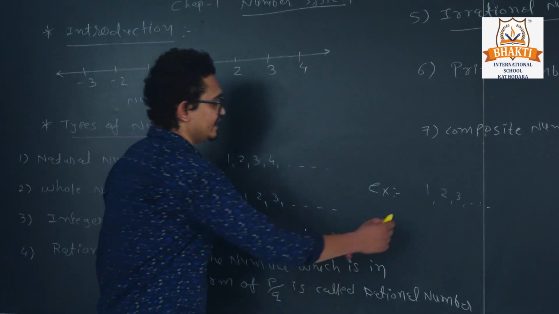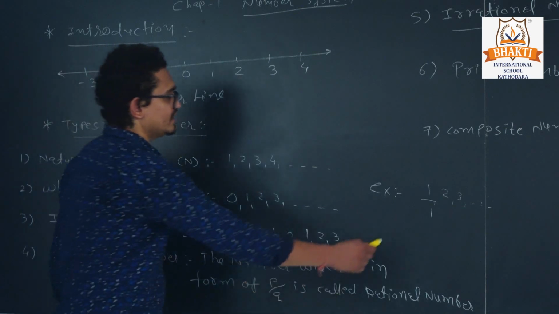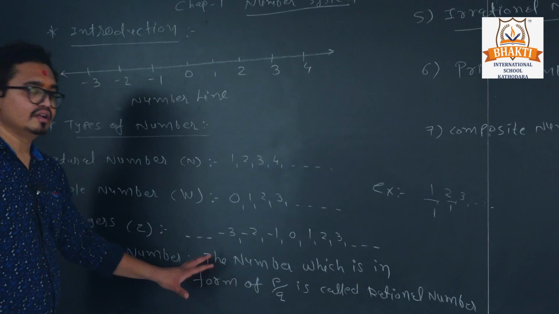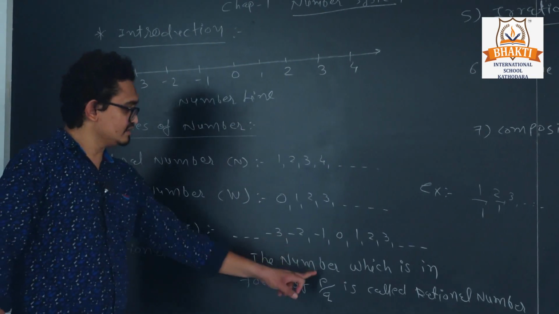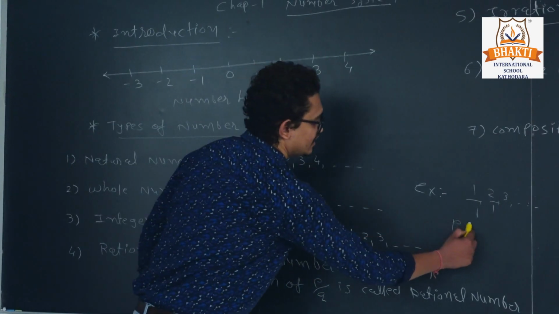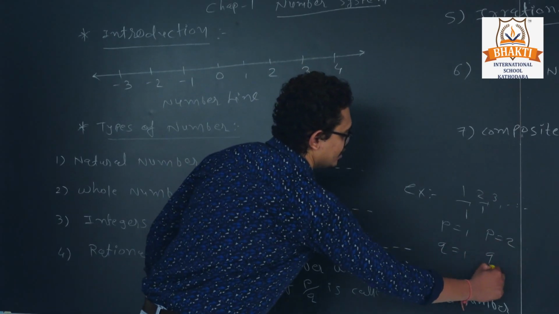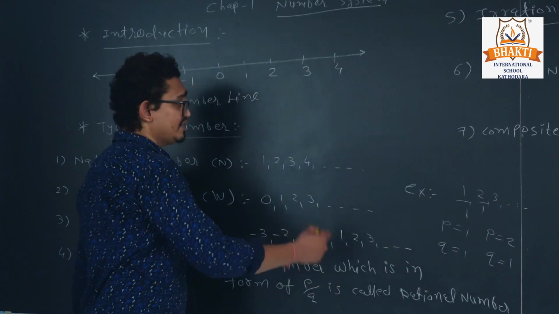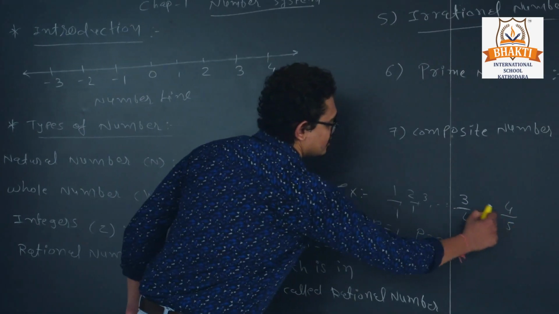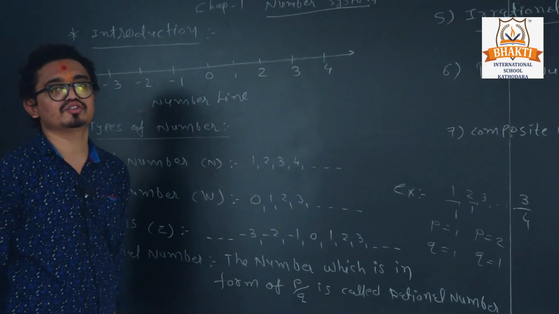Why? If we take 1 upon 1, it is in p by q form. If we take 2 upon 1, it is also in p upon q form. So rational numbers are those numbers which are in the form of p upon q. Here p is equal to 1 and q is also equal to 1. In the second case p is equal to 2 and q is equal to 1. We can also take different examples like 3 by 4 or 4 by 5. These are all rational numbers, always in p upon q form.